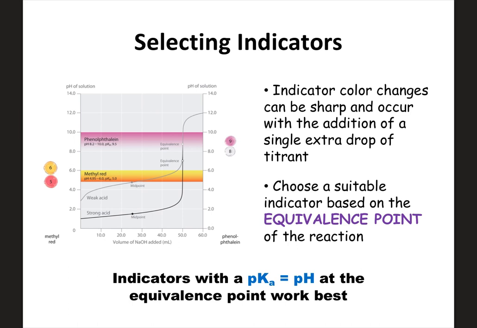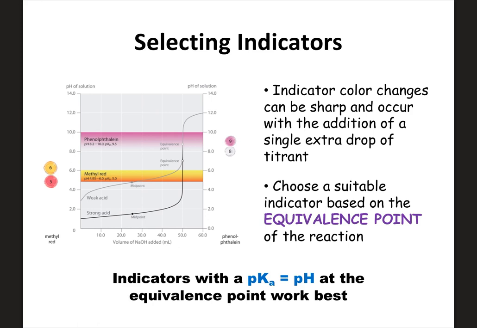So the big idea with this is that you want indicators that have a pKa equal to your pH at the equivalence point. All right. So if you know your pH at your equivalence point is, say, going to be 6.9, well, then you want an indicator that has a pKa of around 6.9. All right. Don't confuse this idea with the half equivalence point.